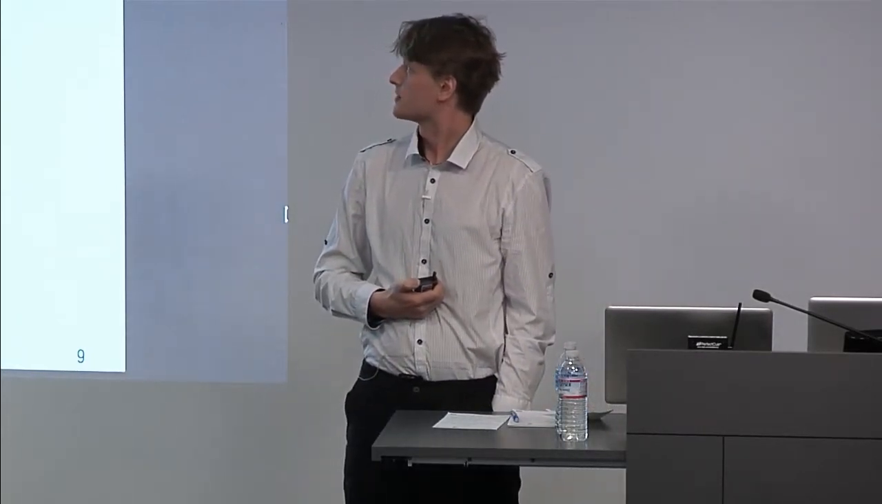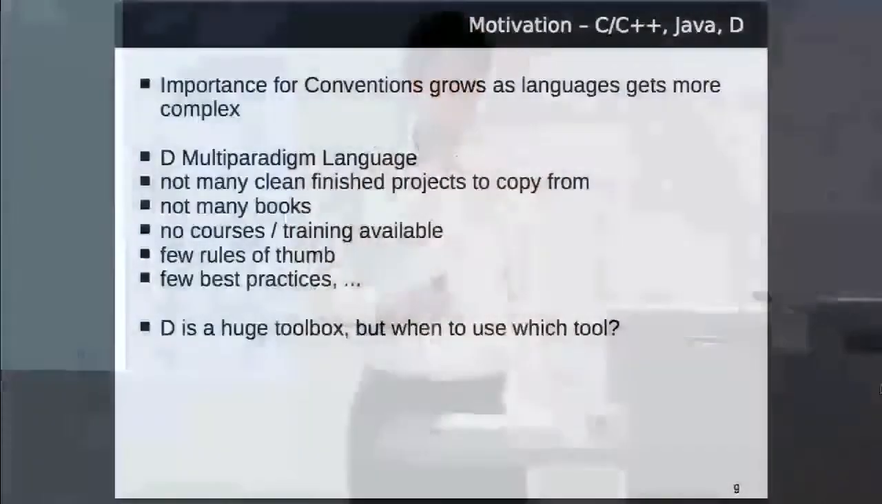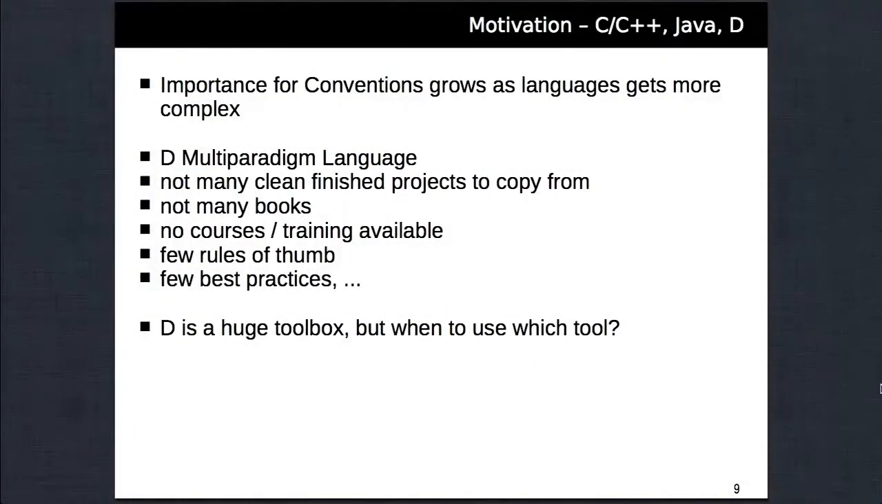And there's also the language thing. The importance for conventions grows as the language gets more complex. When you look at C, in C you have 26 reserved words, in C++ you have 48, in Java you have nearly 100, and we are far away behind. And we are also a multi-paradigm language. That means we could use object-oriented code, we could use functional programming, and we need a way to tell the developer how to do it right.